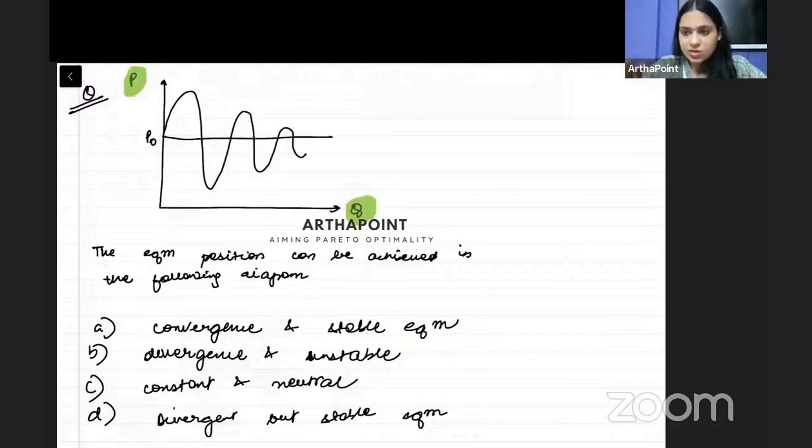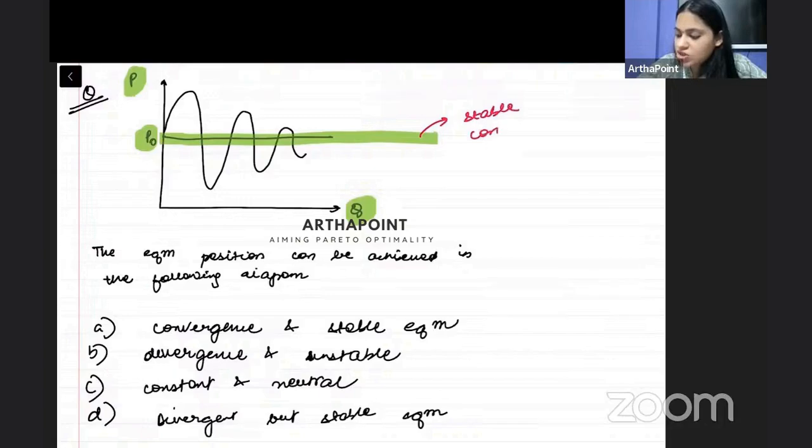ठीक है बेटा, ध्यान से देखो. In this question, अगर हम थोड़ा ध्यान से देखें तो ये जो P नॉट है, ऐसा लग रहा है कि ये P नॉट को हमें अचीव करना है. This P naught seems to be what I want to achieve. तो ये P नॉट एक स्टेबल कंडीशन लग रही है जिसको हमें अचीव करना है.